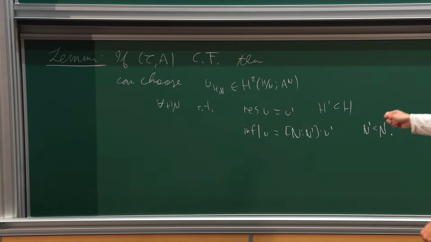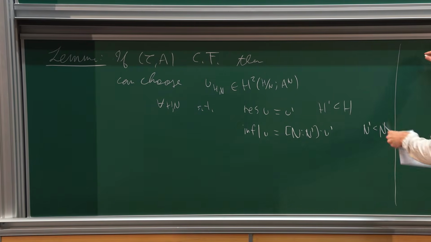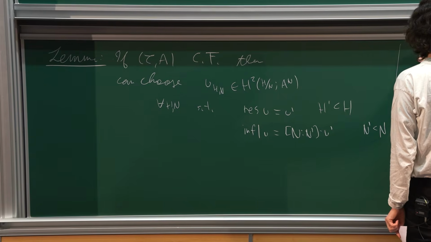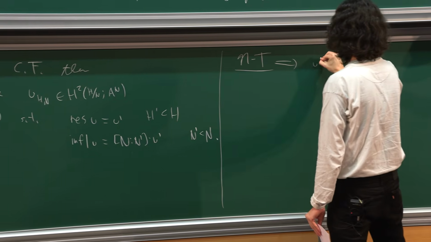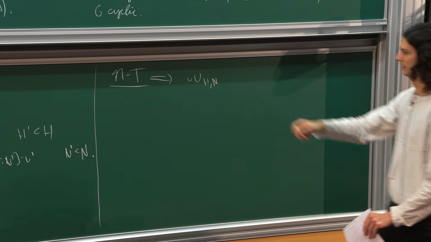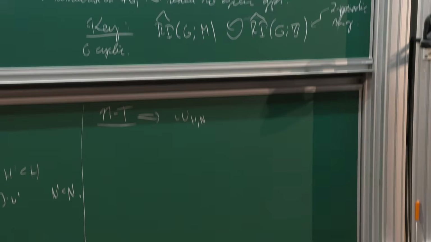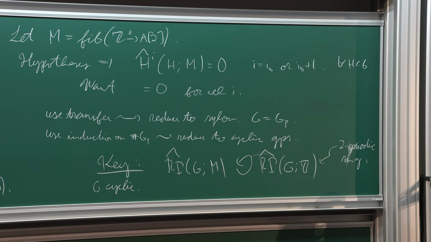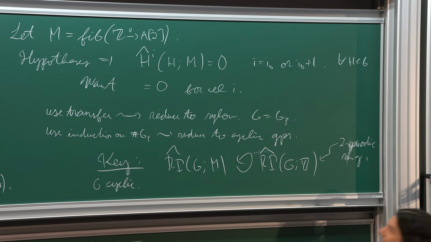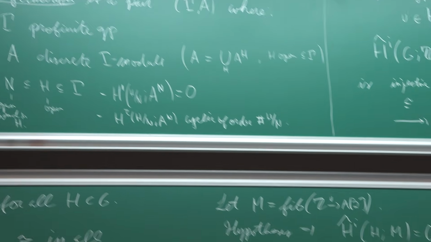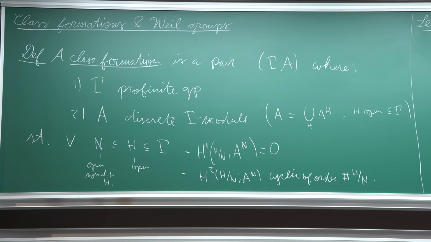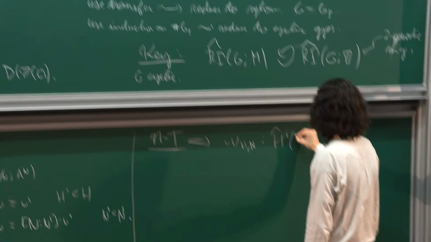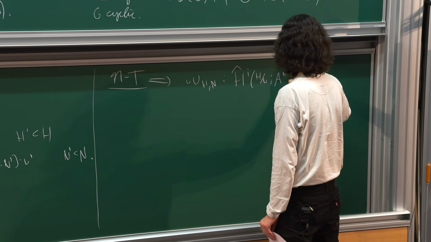Okay, so now we make this choice. Then by the Nakayama-Tate lemma, we have this u_{H/N}, and it's quite easy to check that the hypotheses of the Nakayama-Tate lemma are satisfied in degree 0 and -1, or degree 0 and 1, or something. You can easily find from the axioms of the class formation that the hypotheses of Nakayama-Tate are satisfied, and the conclusion is that if you look in Z, sorry.